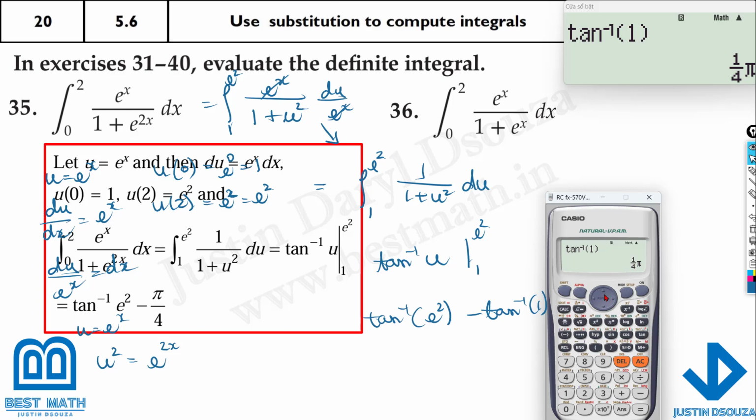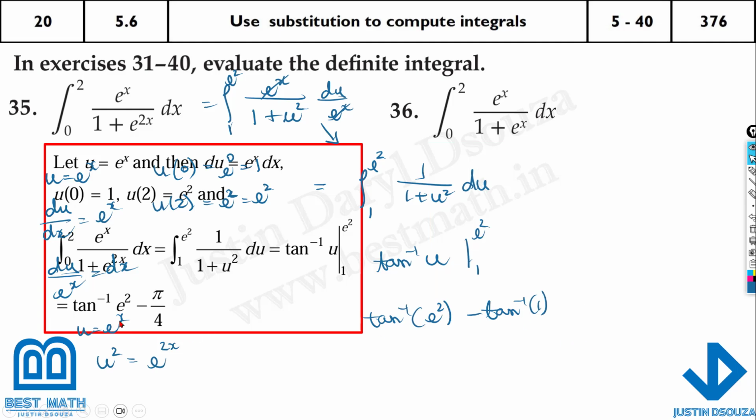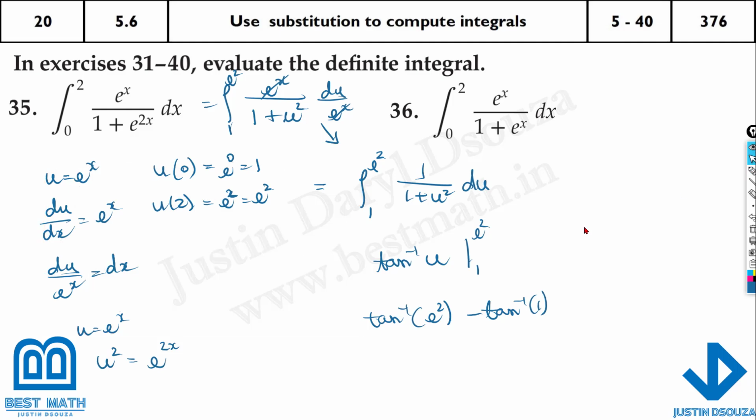And we do not need to simplify this, because tan inverse of e to the power 2 is some weird value. Rather than that, we'll just leave it like this. You can just finish this answer off by writing tan inverse e squared minus pi by 4. That's the final answer over here.